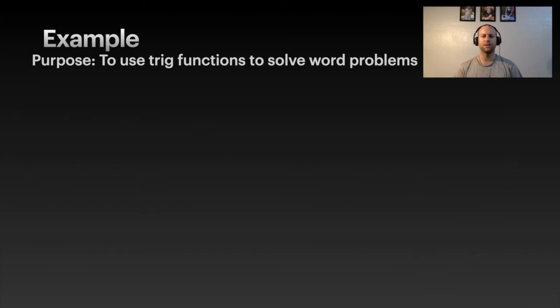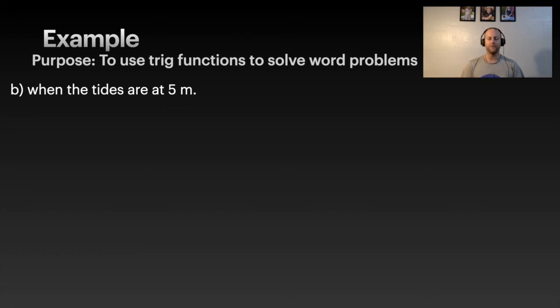Second thing we want to determine is when the tides are at 5 meters. So here, we're told the height, we now need the time. So plug this into our equation, we get this. This should look very familiar by now. Hopefully you're starting to get comfortable with solving questions that look like this.